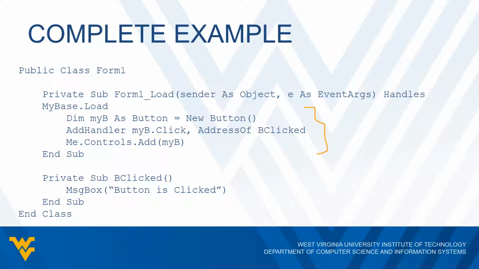And then we see down here that we have our method defined here, our sub-procedure defined, where whenever bClicked is called, we're going to display the message box. So this, sure enough, will create a button. And if the user clicks on the button, we'll get our message box.